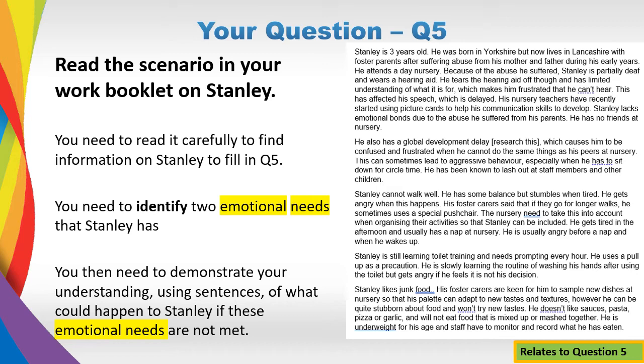So as I say, you have a look at Stanley and then you need to identify 2 emotional needs that Stanley has. You then need to demonstrate your understanding using sentences of what could happen to Stanley if these emotional needs are not met.